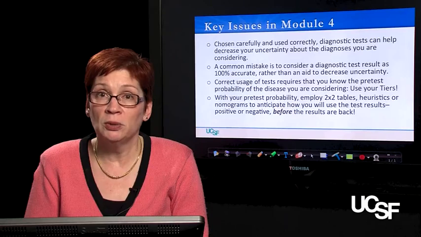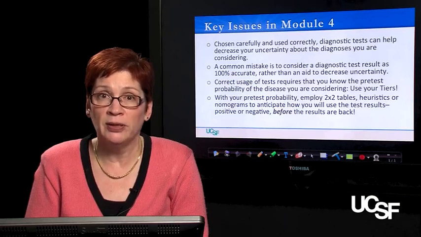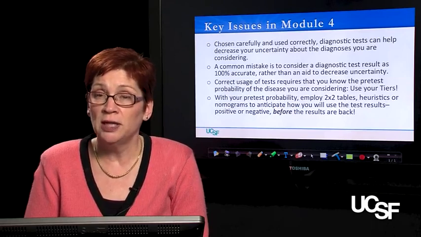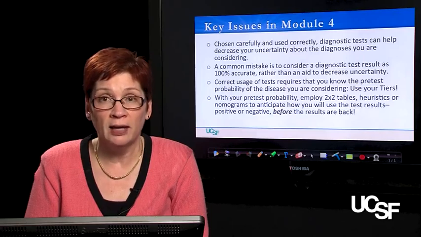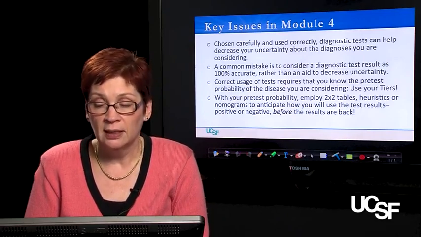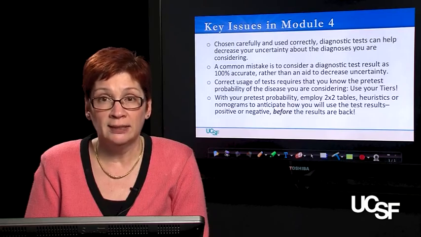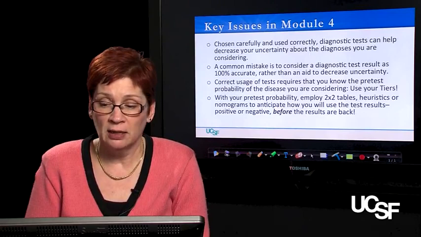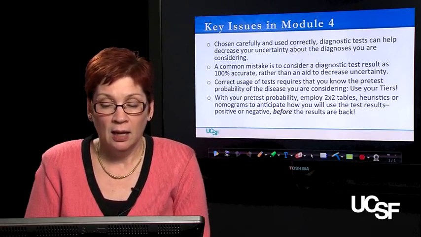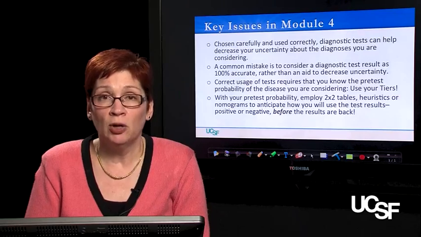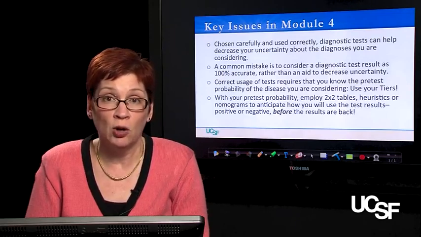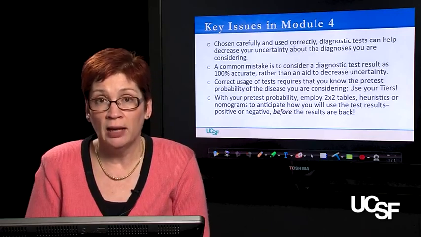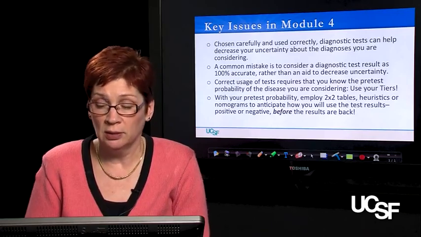Using the test correctly is going to require that you calculate your pretest probability of the disease you're considering. Don't forget to use your tiers and translate them into numbers if you want to use the mathematical way of calculating post-test probability. Or use your heuristics to guesstimate what the impact of a positive or negative test might be. I, for one, really like using the nomogram and hope you'll find the opportunity in the next week or so, as you're working with clinical problem-solving tests at home and on the homework, to try the Fagan nomogram calculators referenced in this work.